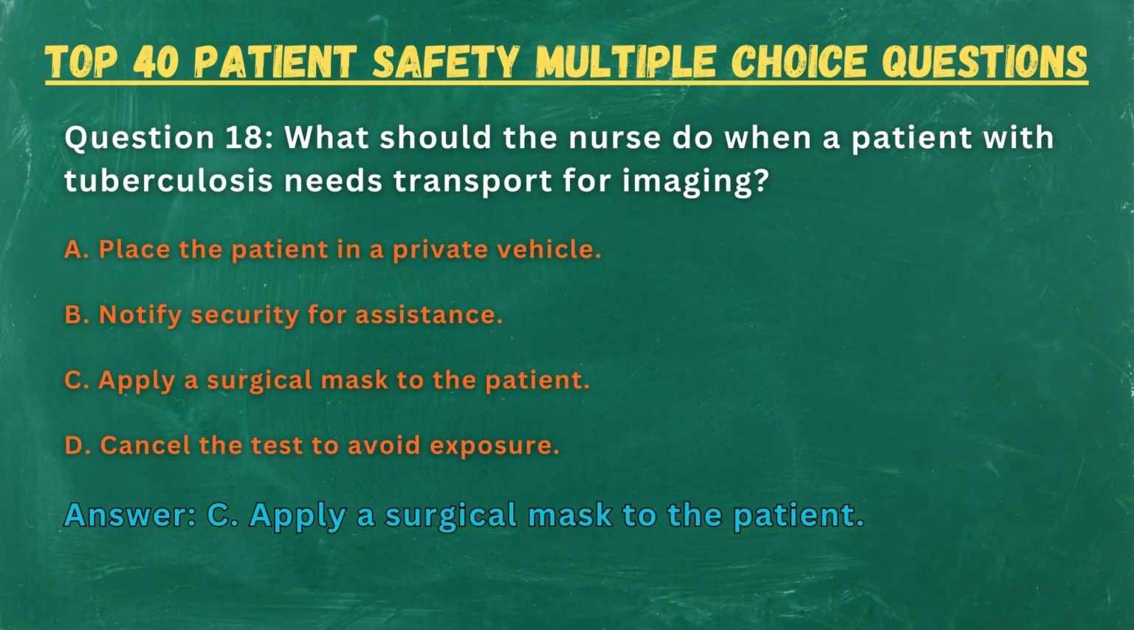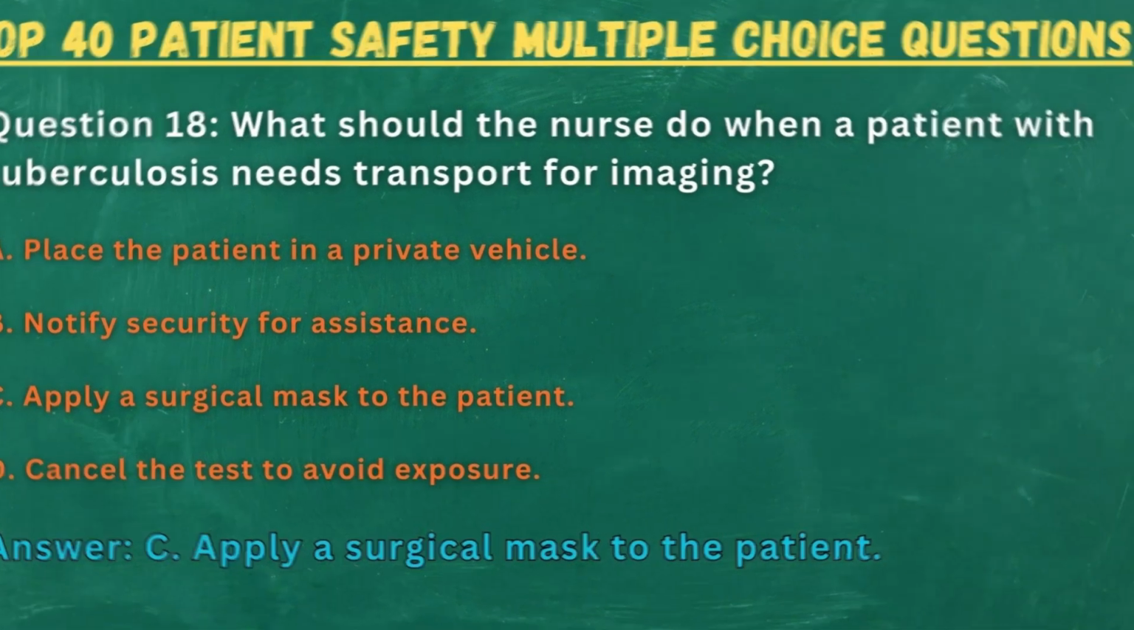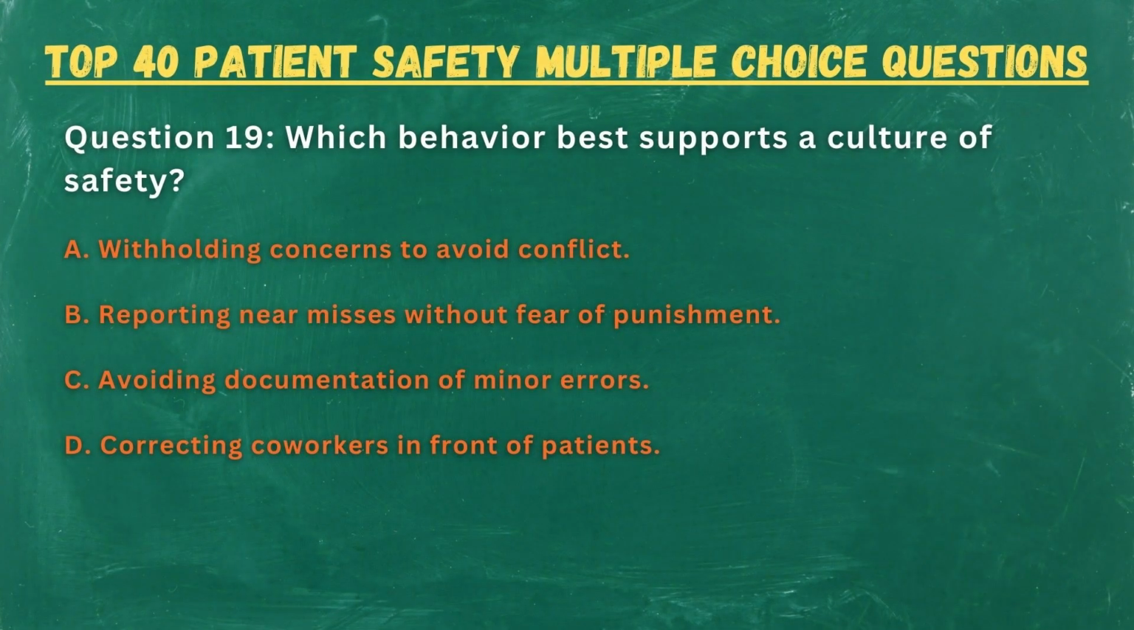Answer: C. Apply a surgical mask to the patient. Question 19. Which behavior best supports a culture of safety? A. Withholding concerns to avoid conflict. B. Reporting near misses without fear of punishment. C. Avoiding documentation of minor errors. D. Correcting coworkers in front of patients.